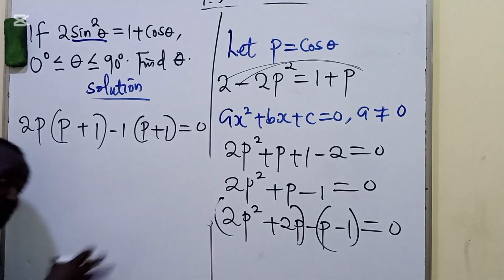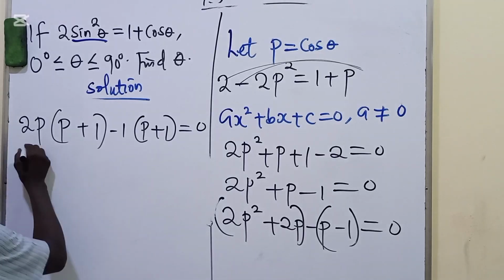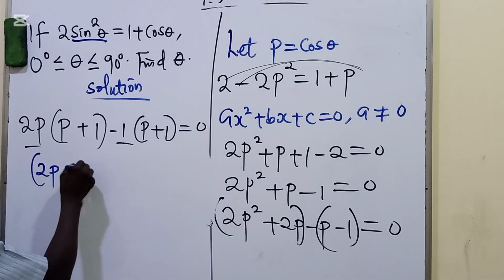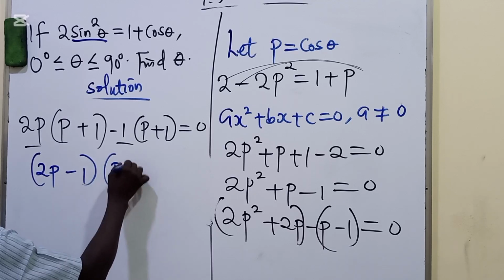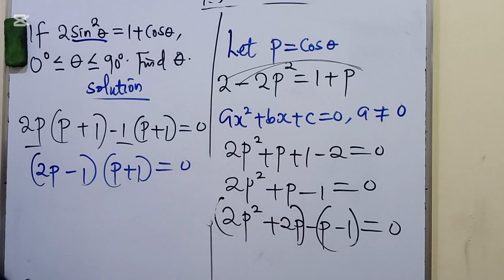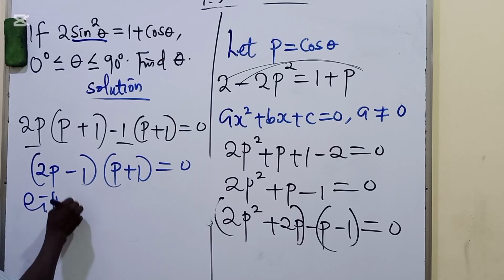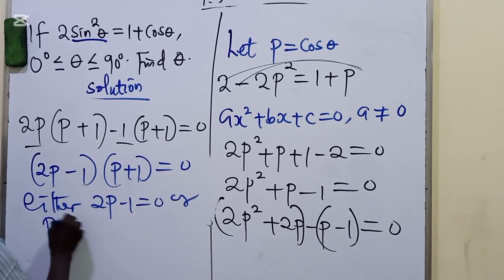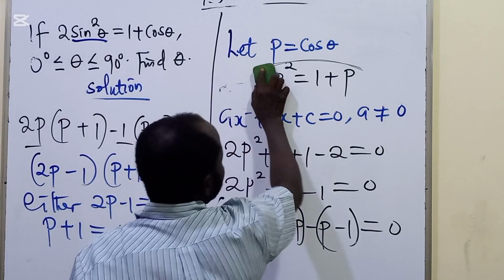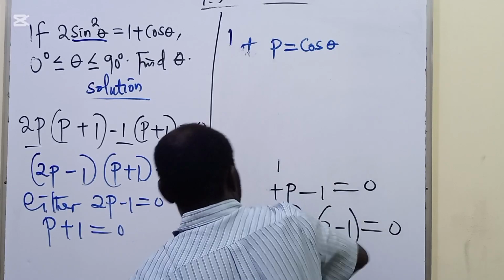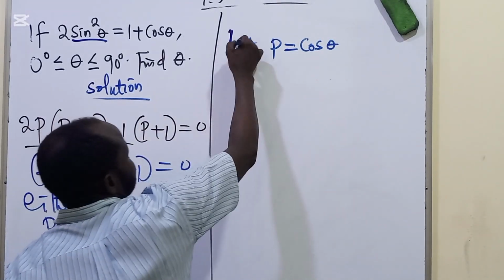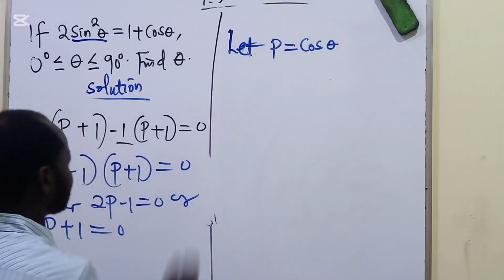Clearly here we can see that what we have in the bracket are the same. So we pick what we have outside the bracket. That will now be 2P minus 1, then another bracket, P plus 1. It must be equal to 0. So either 2P minus 1 equals 0 or P plus 1 must be equal to 0. So our aim is to find P. Let me leave this assumption here because we'll make reference to it in due course. We said let P be equal to cos theta. Very important.